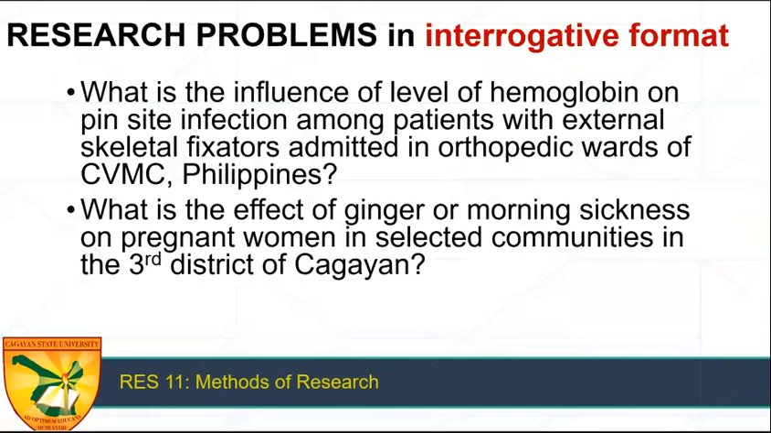And these examples of research problems are in interrogative format or in question form. So, for example, what is the influence of level of hemoglobin on pin site infection among patients with external skeletal fixators admitted in orthopedic wards of CBMC Philippines? And another is, what is the effect of ginger on morning sickness on pregnant women in selected communities in the third district of Cagayan?